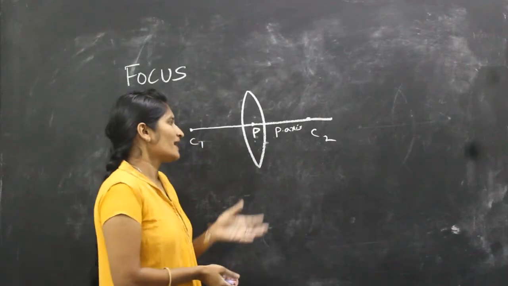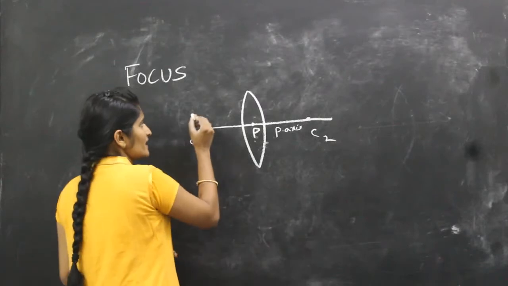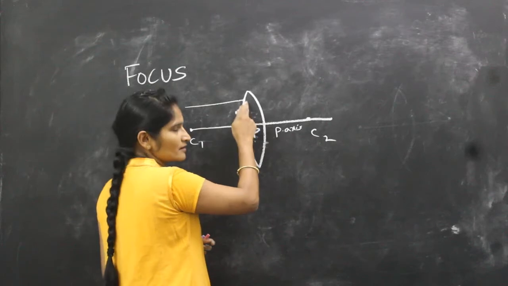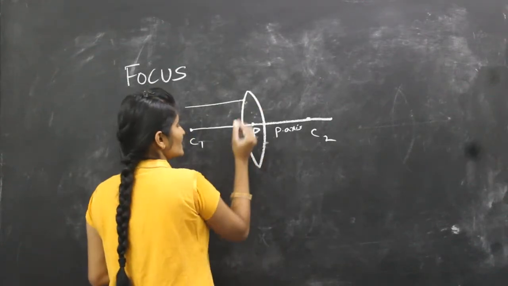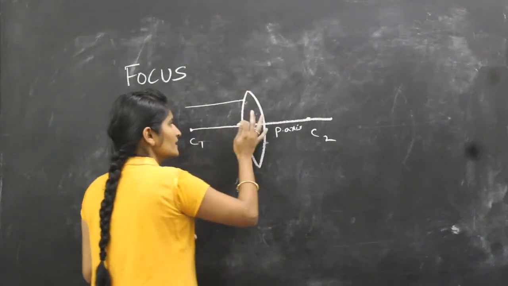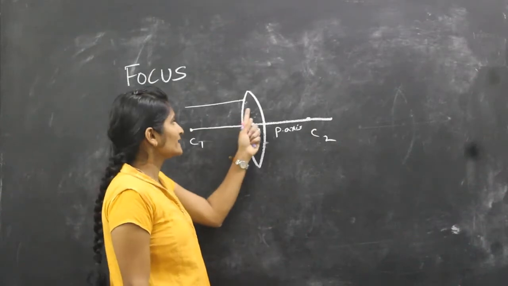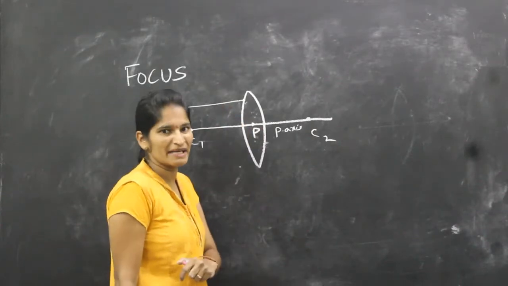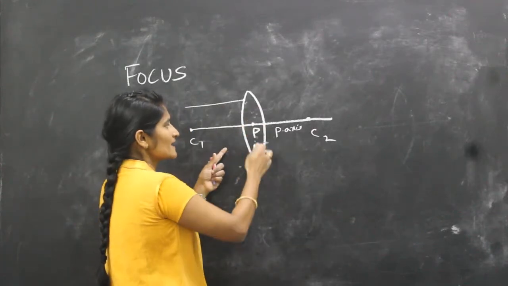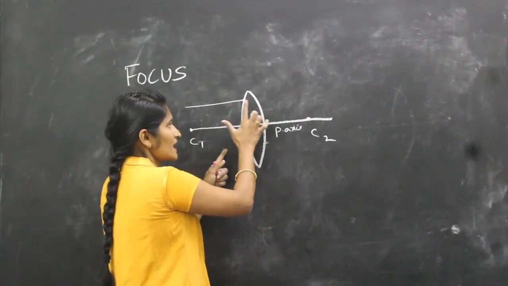Now for finding the focus of a lens, we see what happens if a ray parallel to the principal axis hits the convex lens. Refraction has to take place. First see how many times refraction takes place, that is, how many times the ray is changing the medium. Suppose this is one medium and this lens is glass. So this incident ray is changing from air to glass.